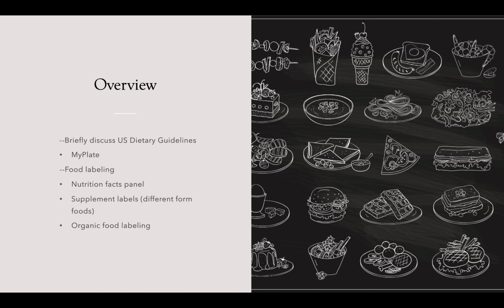In this presentation, we're just going to hit some of the high points and I'll leave it up to you to read the rest of the chapter. So in this presentation, we will briefly be discussing the U.S. Dietary Guidelines, in particular the MyPlate Dietary Guidance System. We'll also take a look at food labeling, including the nutrition facts panel that you'll see on the sides or the back of food packaging, supplement labels and how they differ from foods and other drugs that are on the market, and finally we'll take a look at organic foods and organic food labeling.